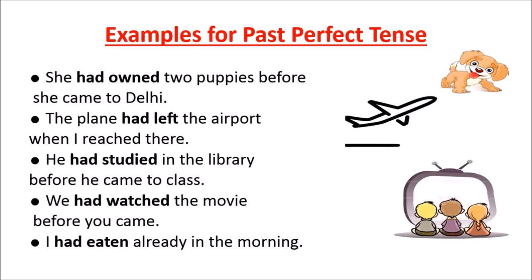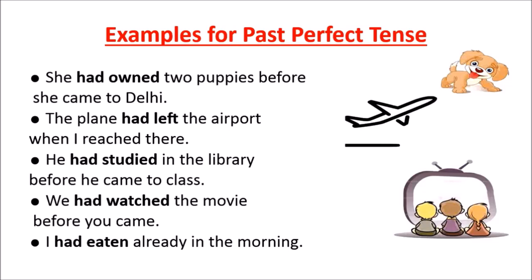Look at the first example. She had owned 2 puppies before she came to Delhi. So according to the rules, what past perfect tense contains? It consists of two parts of sentence or two parts of completed actions in the past already. So here, which are the two parts? The first part of the sentence or first part of the action is she had owned 2 puppies. So that's the first action. And which is the second action? She came to Delhi. So here both actions happened already in the past. That's why the tense is called past perfect tense.